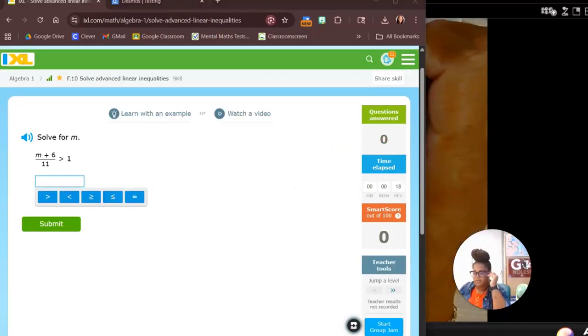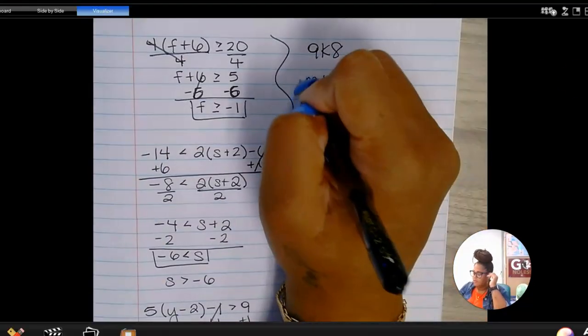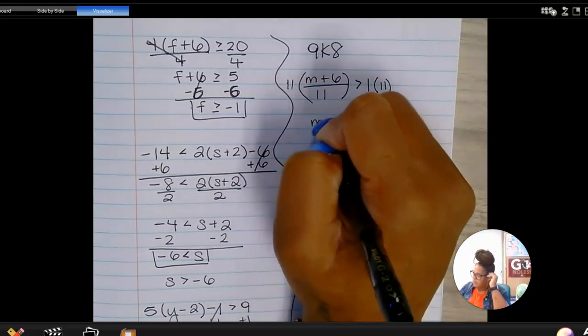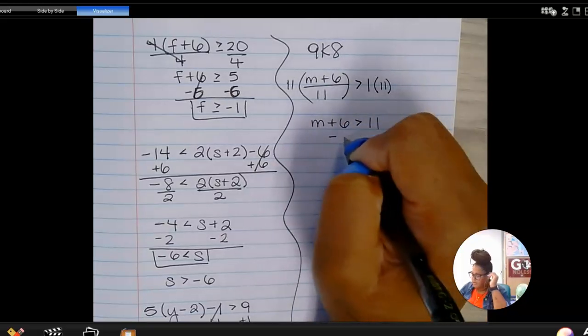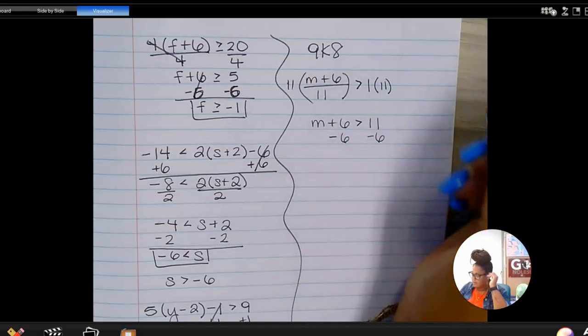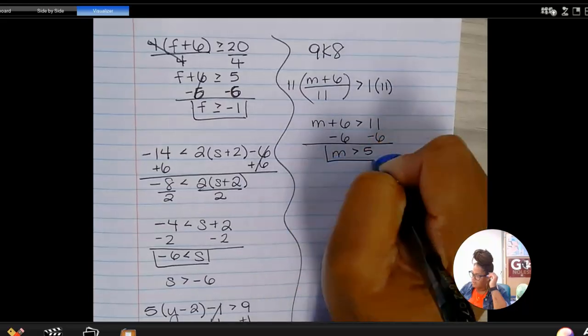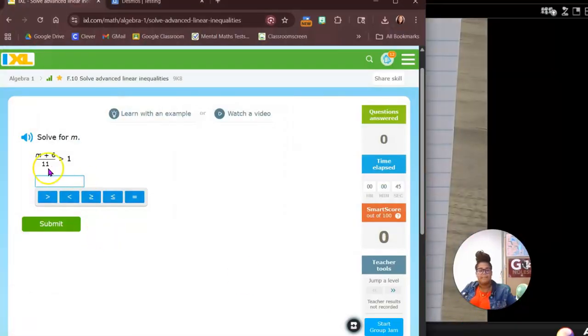This is (n plus 6) divided by 11 is greater than 1. So we got to multiply both sides by 11. N plus 6 is now greater than 11. And then I would subtract 6 from both sides. N is greater than 5. I wonder if I can use a keyboard. Oh, okay. N is greater than 5. I hope I did that right.